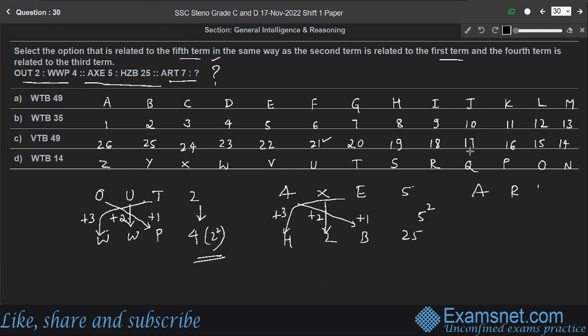of the word ART 7, right? A plus 1 is B, right? B is the last letter of the code. And R plus 2, R is 18 plus 2 is T, which is 20. And T plus 3. Since T is how much? 20 plus 3 is 23, which is W. And the square of 7 is 49. So WTB49 would be the code for ART 7, right? WTB49. Option A is the right answer.